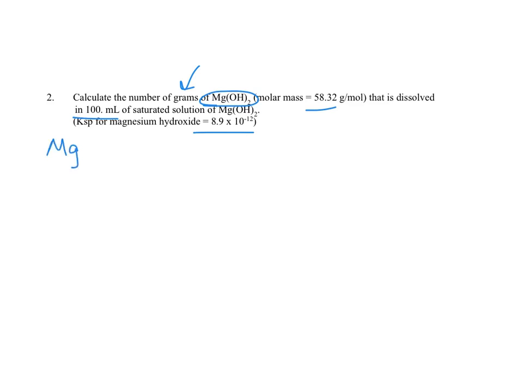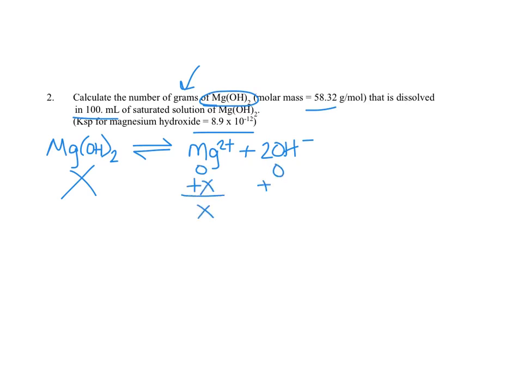They also don't give you the equations for the KSP problems. They expect you to be able to write those, to be able to see that magnesium hydroxide is going to break apart into one magnesium ion and two hydroxide ions. So no ice table stuff here because that's a solid. Here I have 0 plus x. Here I have 0 plus 2x.